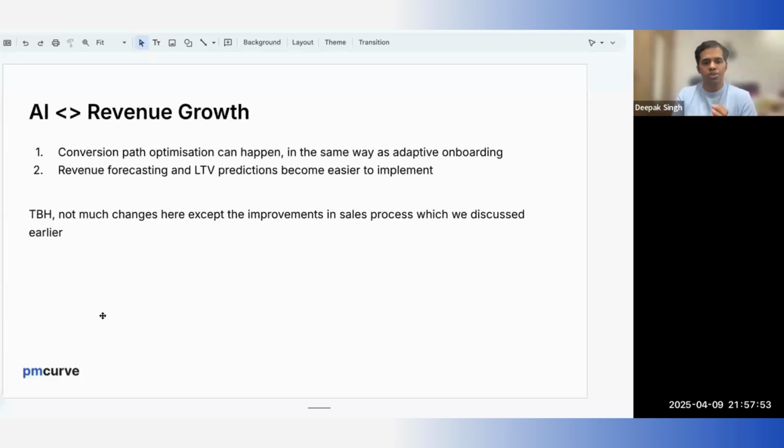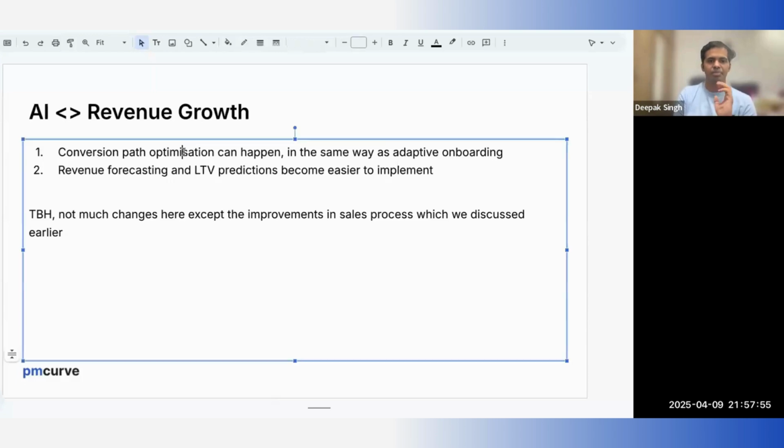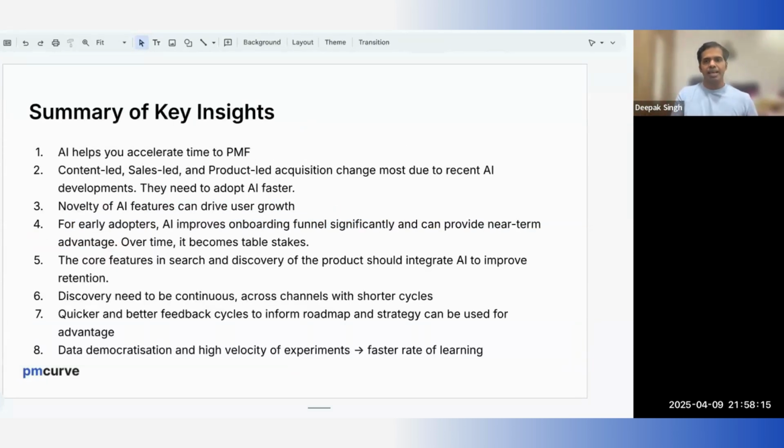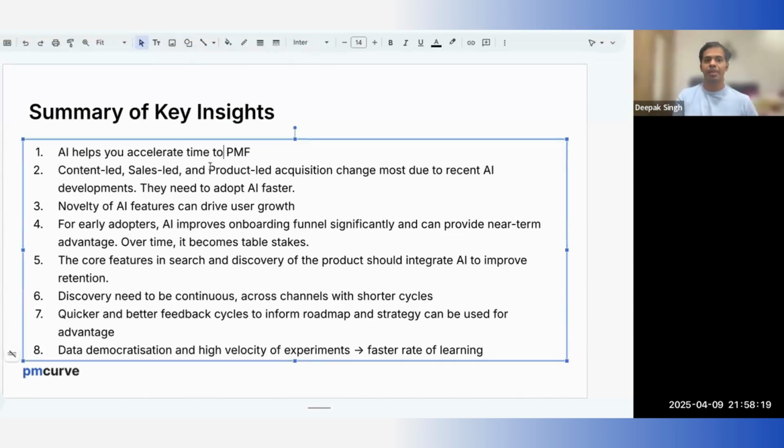And the last part is revenue growth. Now in revenue growth, I don't see much happening. You can do conversion path optimization. You can do revenue forecasting and LTV modeling, but I don't think much will change in revenue growth besides the obvious things that we have already talked about, like improvement in sales processes and all that, right? So just to summarize, AI definitely helps you accelerate time to PMF.